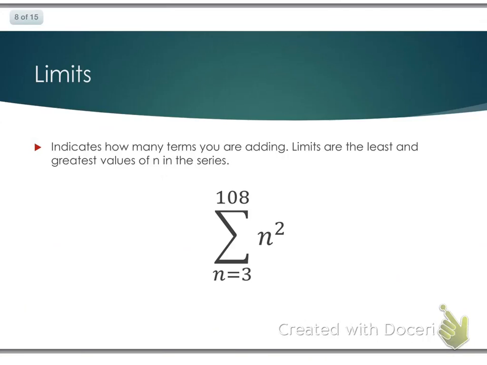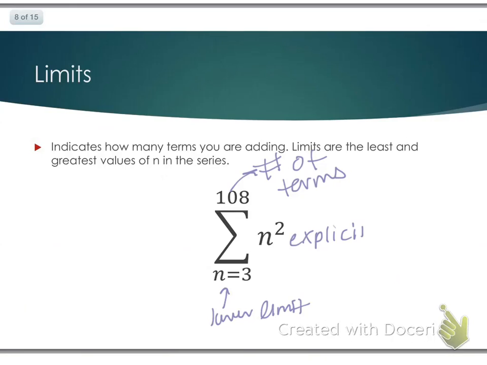Okay, so now we're going to talk about the summation notation. So that's what this weird little E is. It indicates how many terms you are adding. Limits are the least and greatest values in your series. So this is going to be your lower limit. This is going to represent your number of terms, or your upper limit. And then this is your explicit formula that we're going to find.